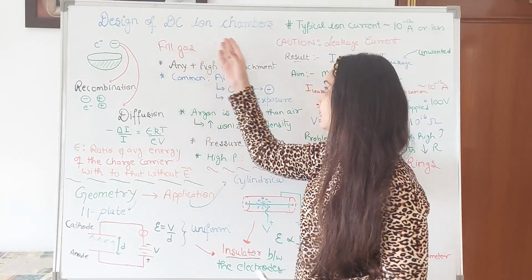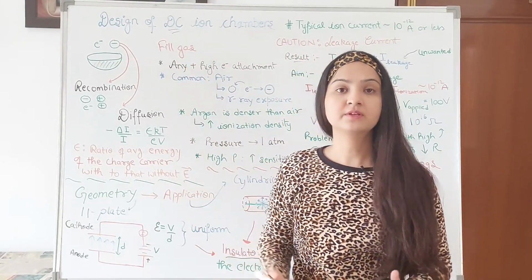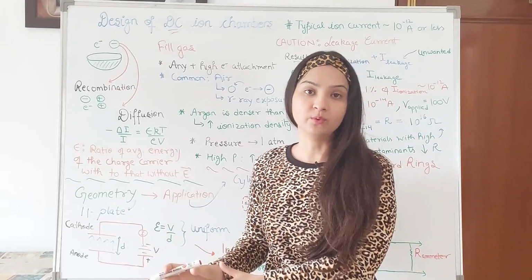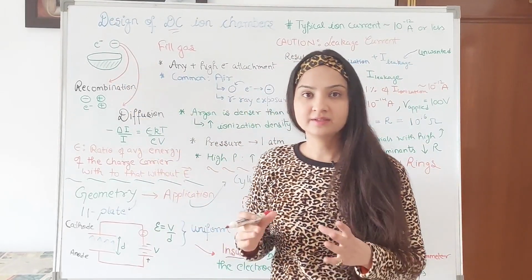So in today's video we'll be talking about the design of DC ion chambers. The ion chambers used in direct current mode. So we need to collect the current in case of ionization chambers.